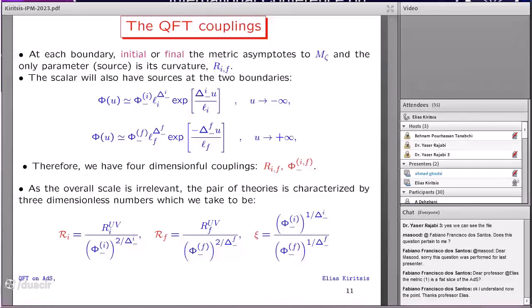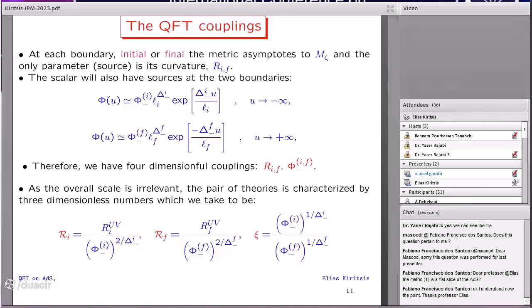Therefore, each of the two quantum field theories will have a coupling that you read around the appropriate boundary, phi I minus and phi F minus. So these are the couplings, and each of the two quantum field theories has two dimensional parameters: the curvature of the AdS space on which it's living and the coupling with which it is perturbed. Both of them are dimensional, so I have 2 plus 2, and from these 4 dimensional numbers, by making ratios, I will make 3 dimensionless quantities.